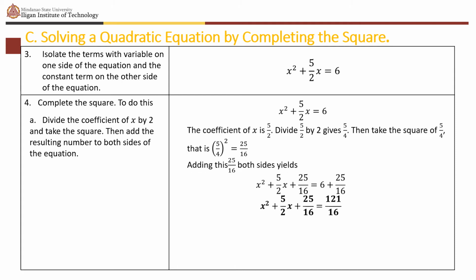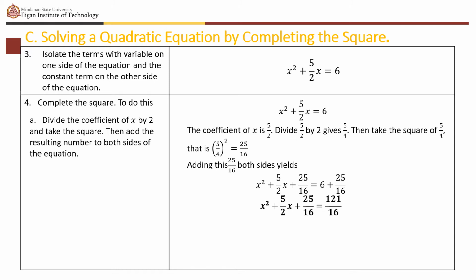So divide the coefficient of x. The coefficient of x is 5 over 2. Dividing 5 over 2 by 2 gives 5 over 4. Then take the square of 5 over 4. That is 5 over 4 squared, which will give you 25 over 16. And that's the time that you add 25 over 16 to both sides of the equation.